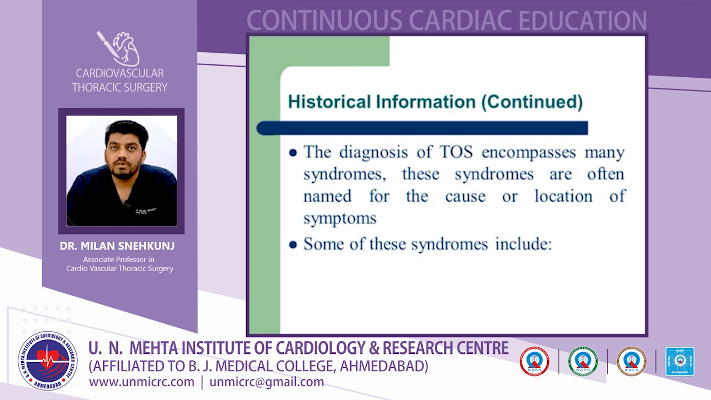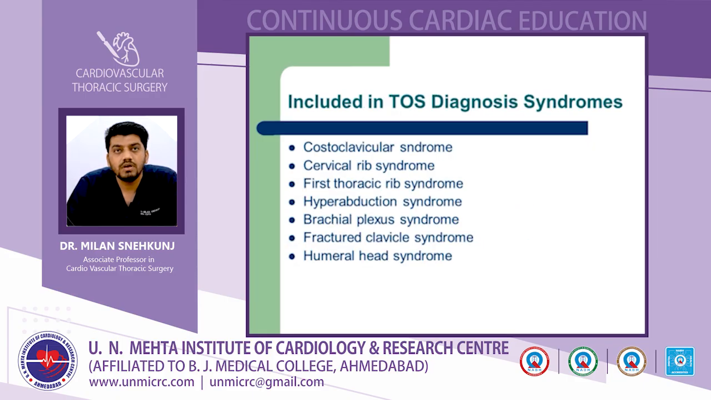The diagnosis of thoracic outlet syndrome includes many syndromes. These syndromes are often named for the cause and location of symptoms. Some of these syndromes include costoclavicular syndrome, cervical rib syndrome, first thoracic rib syndrome, hyperabduction syndrome, brachial plexus syndrome, fracture clavicle syndrome, and humeral head syndrome.